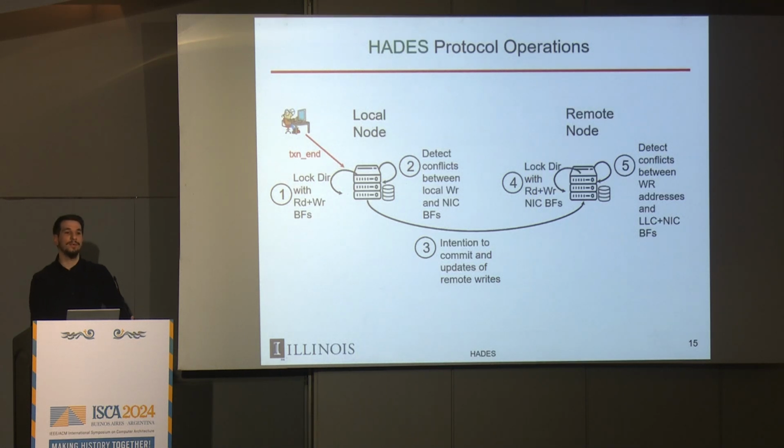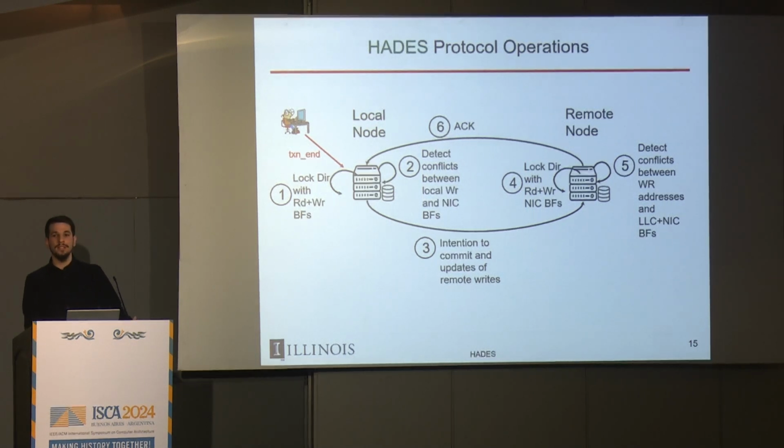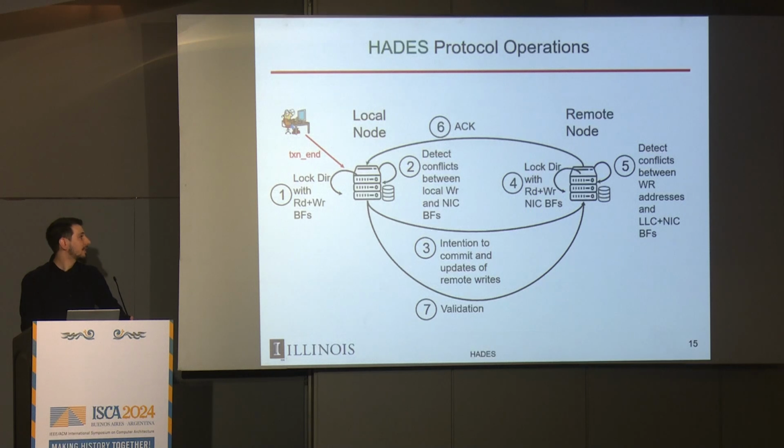If no conflict is found with anything, then an acknowledgement message is sent back to the coordinator node. The coordinator receives all acknowledgements from all the different nodes, and then it sends a validation message saying that everything is fine, we can commit the transaction now. So at this point, the updates can be performed, the Bloom filters will be cleared, and the directories will be unlocked.